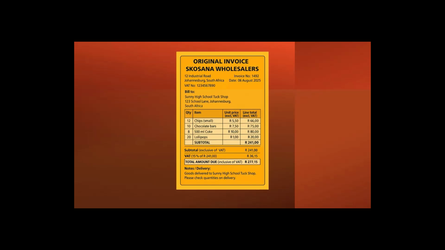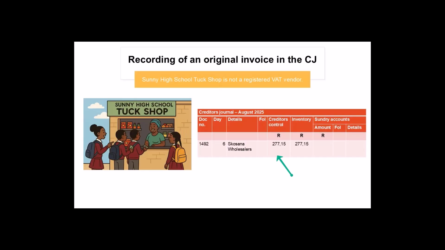So as we said, because Sunny High School Tuck Shop is not a registered VAT vendor, we will need to record the total amount due inclusive of VAT in both our creditors control column and our inventory column. So let's go do that. Okay, so in our creditors control column, R277.15, and exactly the same in our inventory column. We don't have anything to record in our sundry accounts, so we are done.